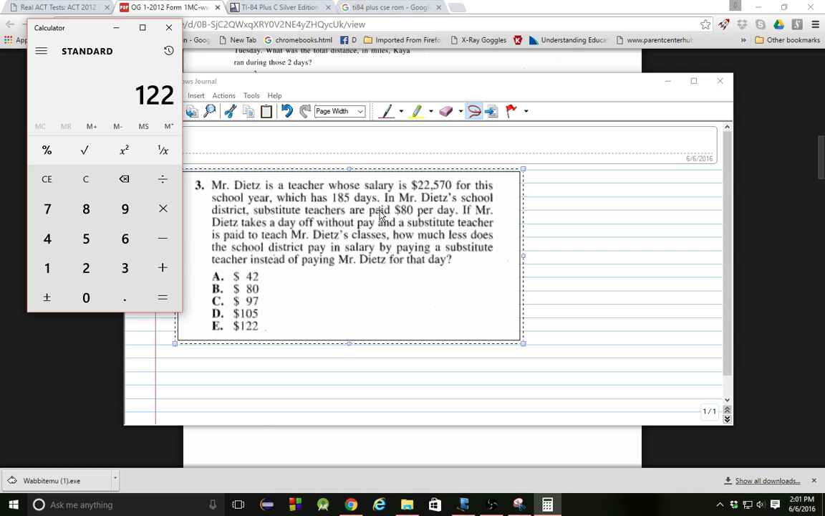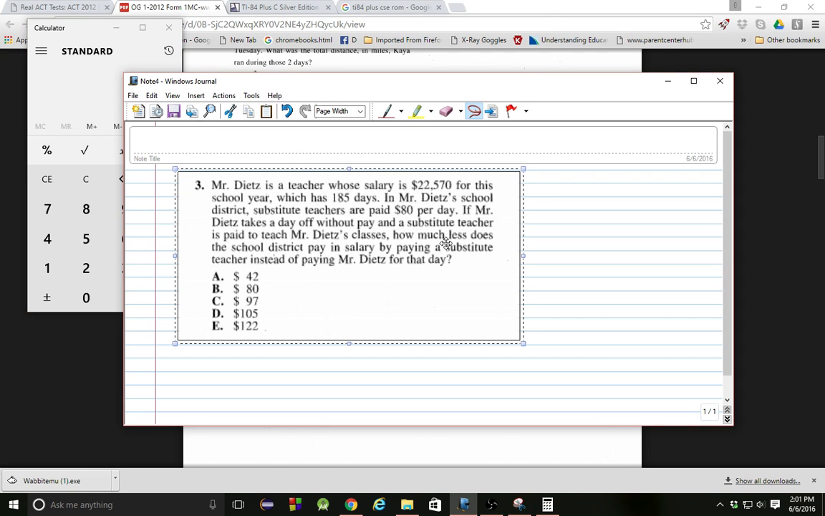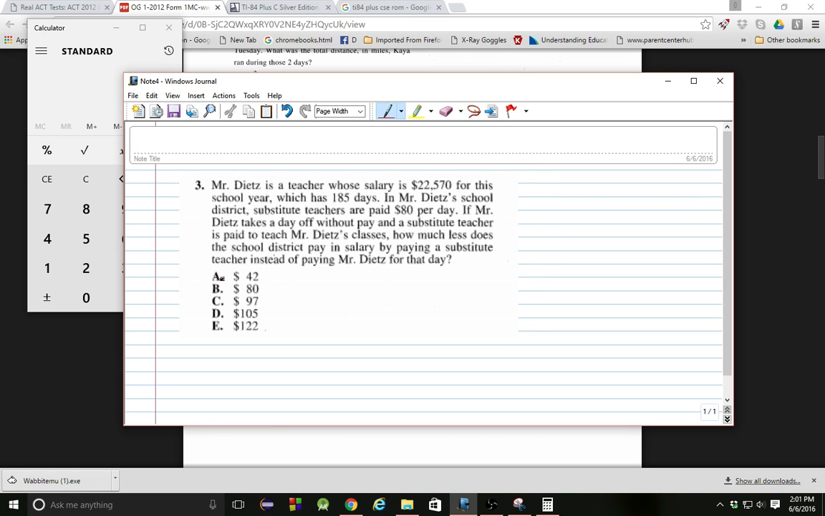So if a substitute is paid $80 per day and Mr. Dietz takes one day off, 122 minus 80, you subtract 80 from the amount per day that Mr. Dietz gets, and you get $42. That's it. It's A. So how much less does the school district pay in salary by paying a substitute teacher instead of paying Mr. Dietz, it's A, 42.